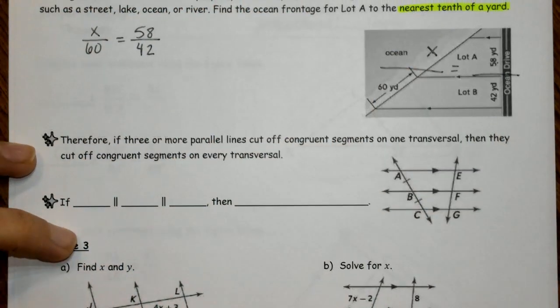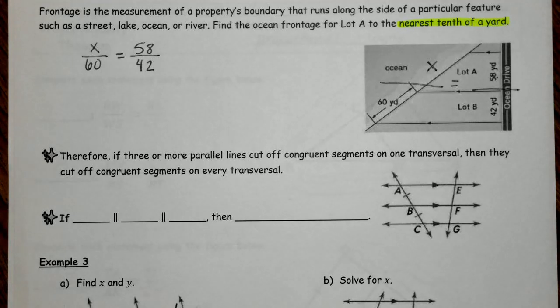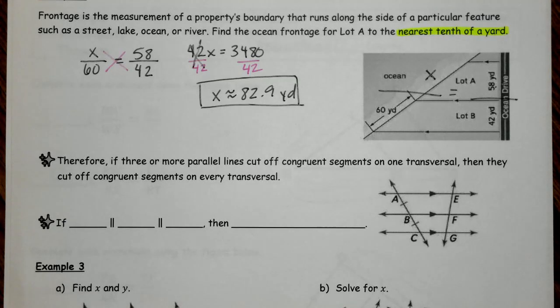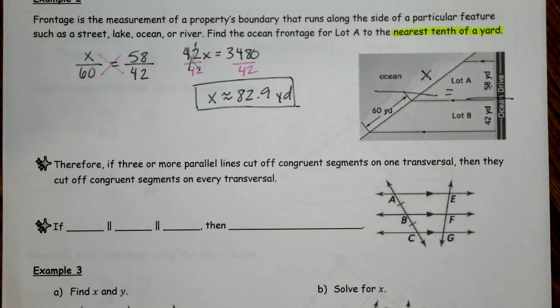In my last video, I showed how you can simplify 58 over 42 if you'd like to, so you have smaller numbers to deal with. I'm not going to do that on this one because a lot of people don't do that, and that's fine. So now we just have our proportional setup. Cross multiply, solve for X. Please pause the video and do this on your own. And let's make sure that we got 82.9 rounded to the nearest tenth of a yard.